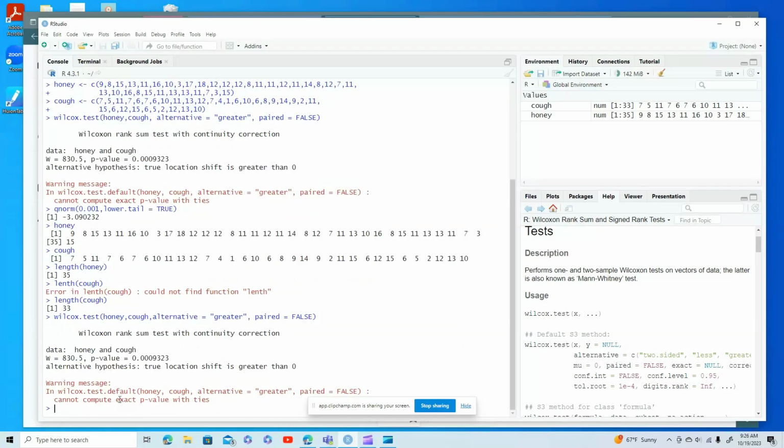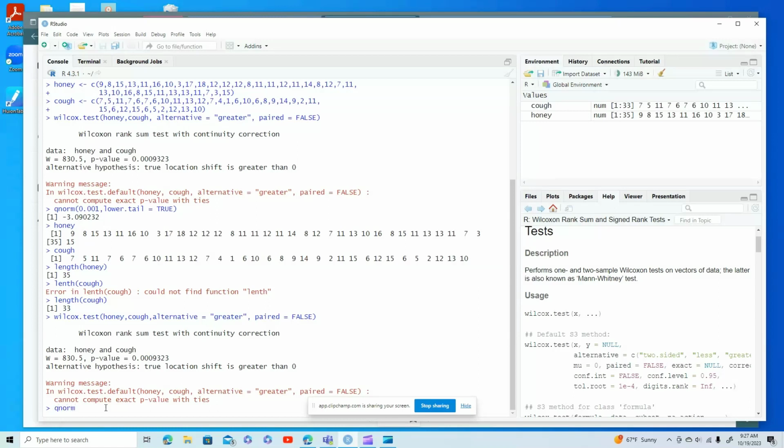Now, it's telling you it can't compute the exact values, and the reason it can't compute the exact values is because they're different sizes, but I get a p-value of 0.0009, okay? So to 3 decimal places, that's 0.001, and that's what it's asking for in this problem, is 3 decimal places. So how do I compute the z-score?